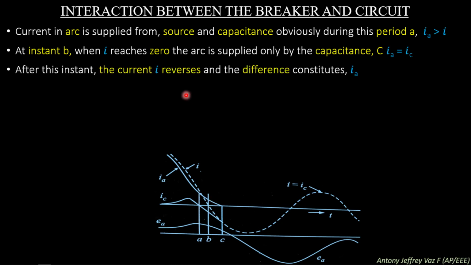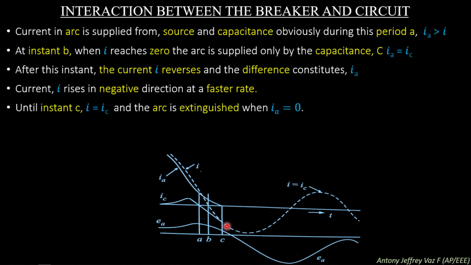After this instant, the current I reverses and the difference constitutes IA. So after this point the total current I reverses and goes in the negative direction, and the difference constitutes the arc current IA. Current I rises in the negative direction at a faster rate. After point B you can see the current generated by the alternator reverses and starts to rise at a faster rate.